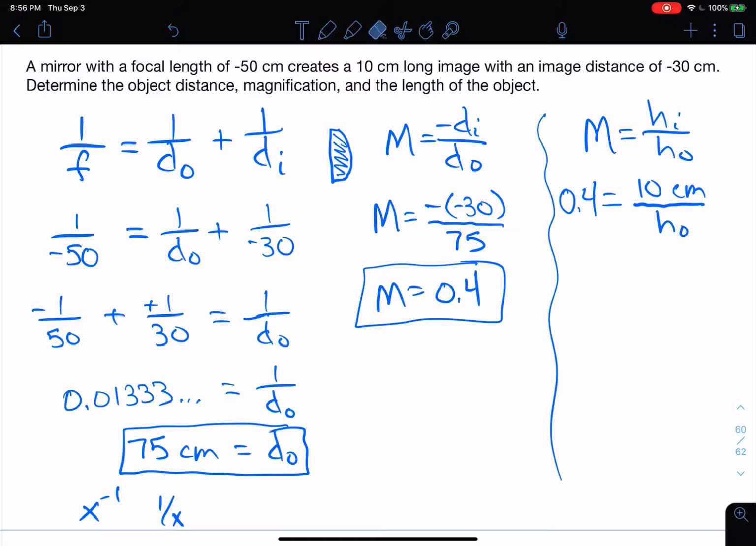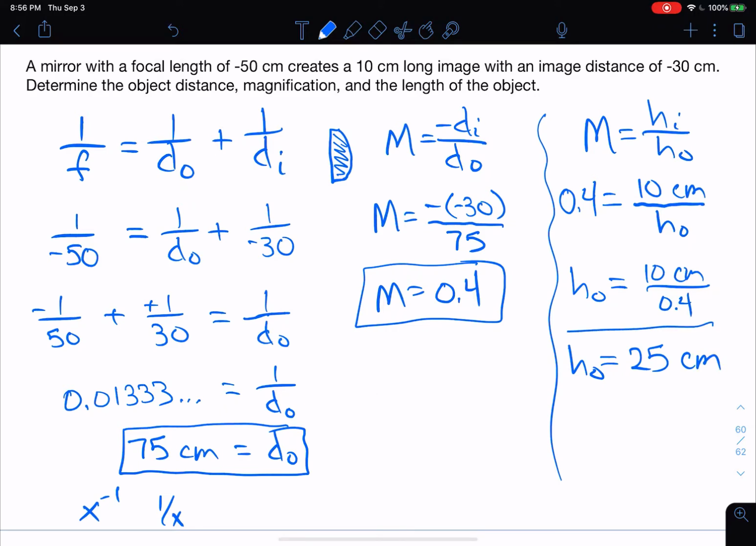So just solving for HO here. The length of the object, that's going to be 10 centimeters divided by 0.4, and that just works out to be 25 centimeters. And the object height came out positive. It has to come out positive. Again, we're dealing with single optic devices, so our object heights are always going to be positive, just like our object distances, always going to be positive. And that's all there is to this.